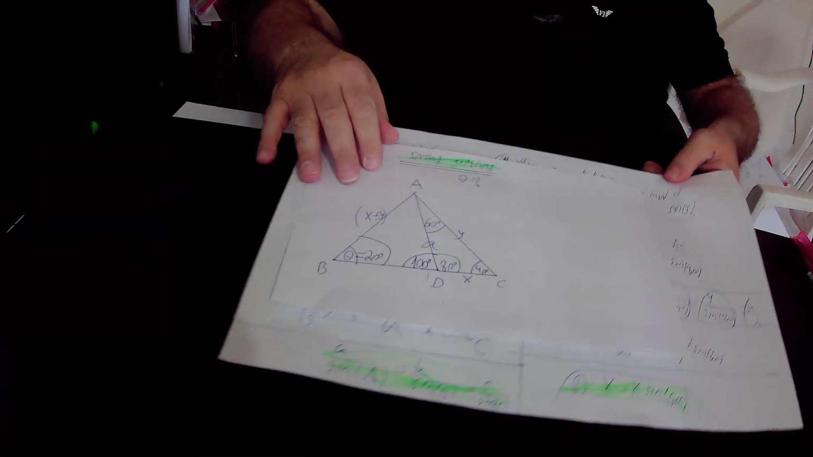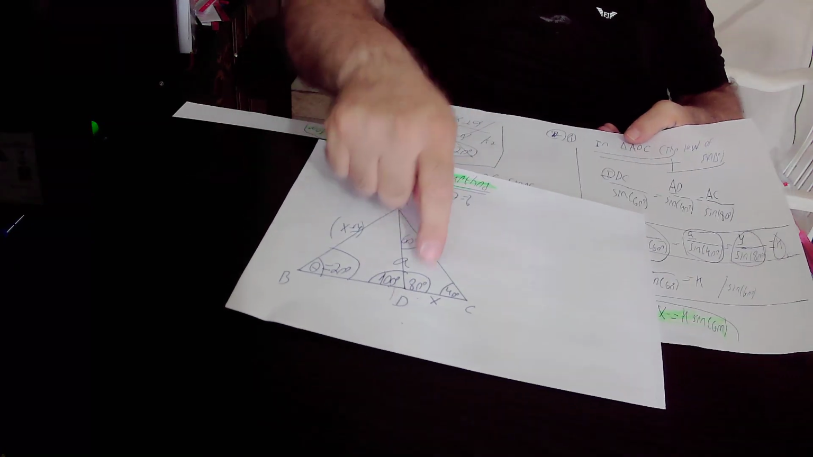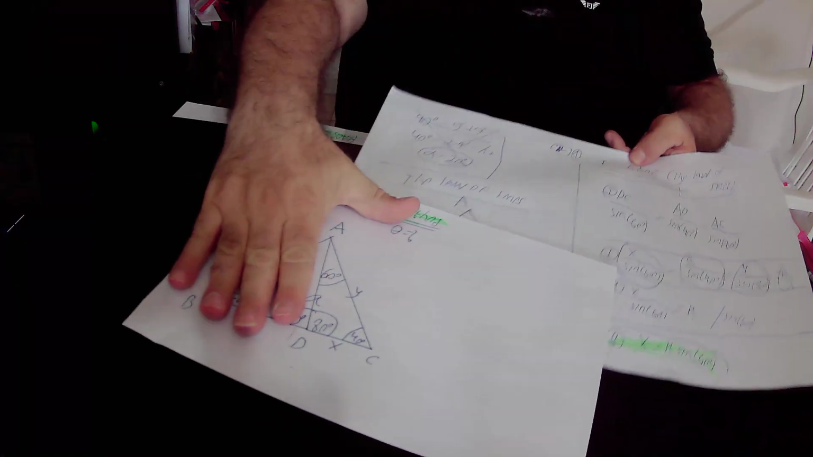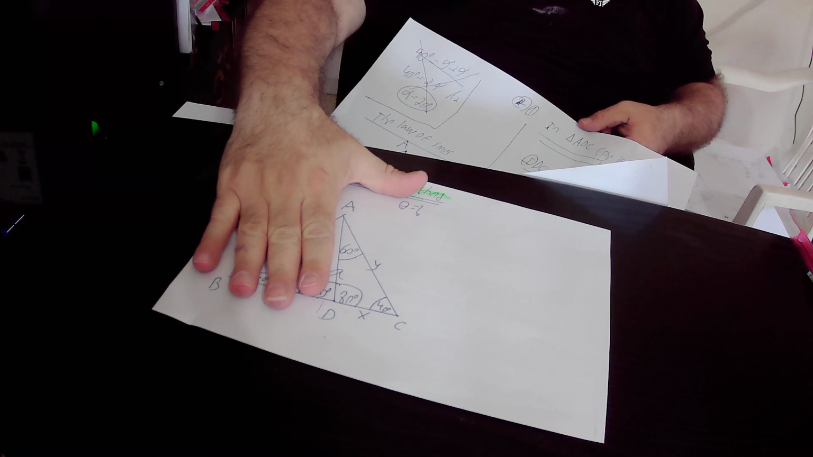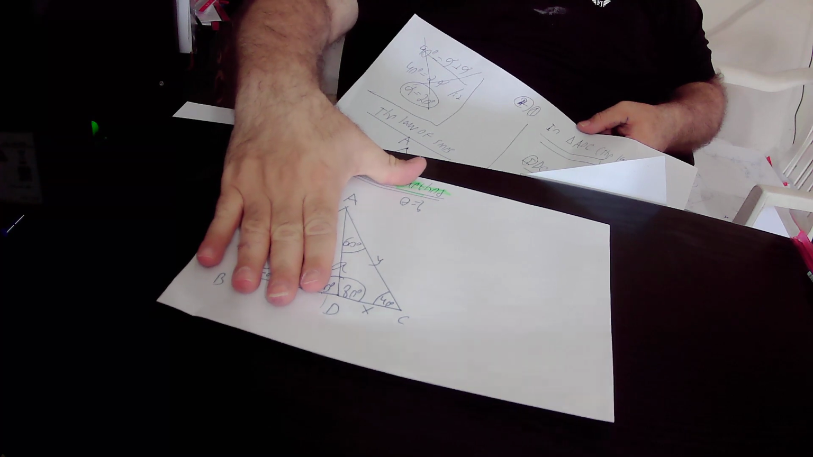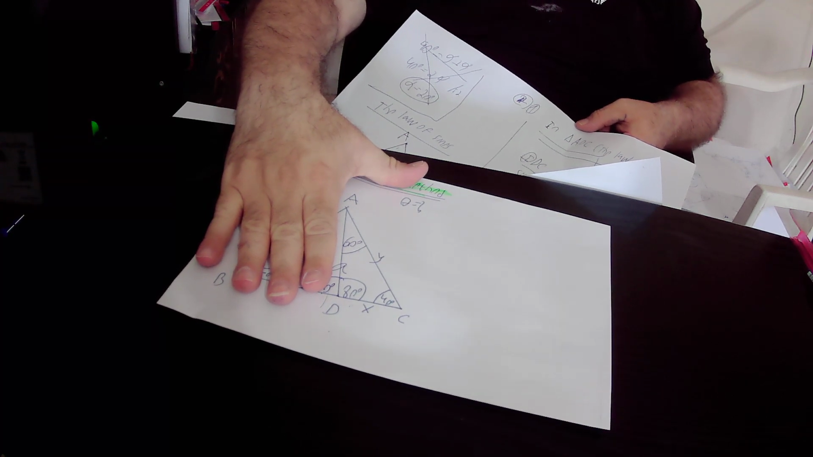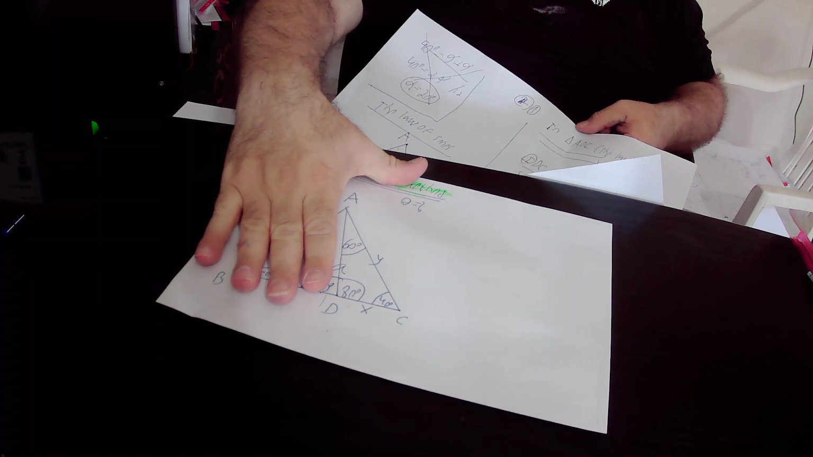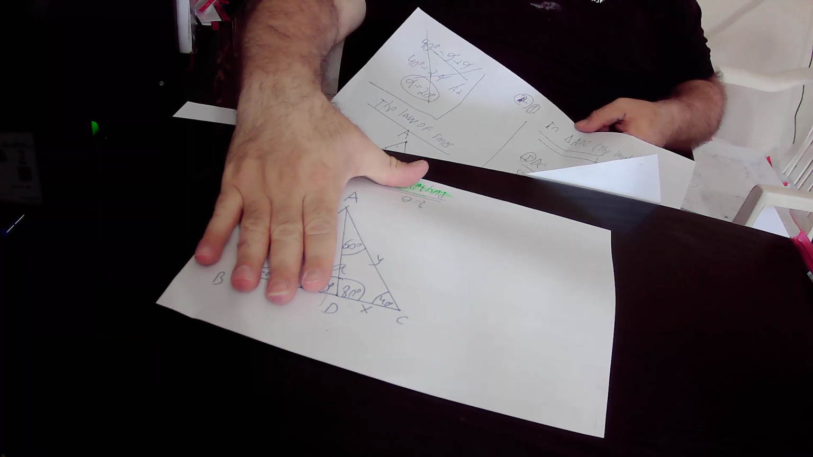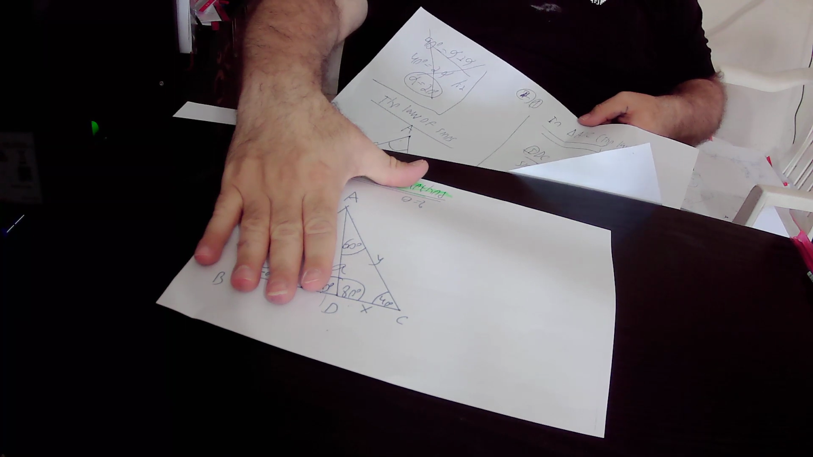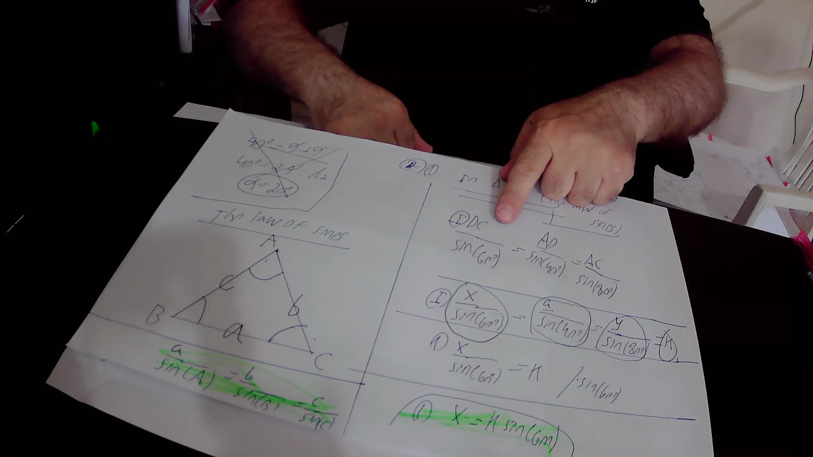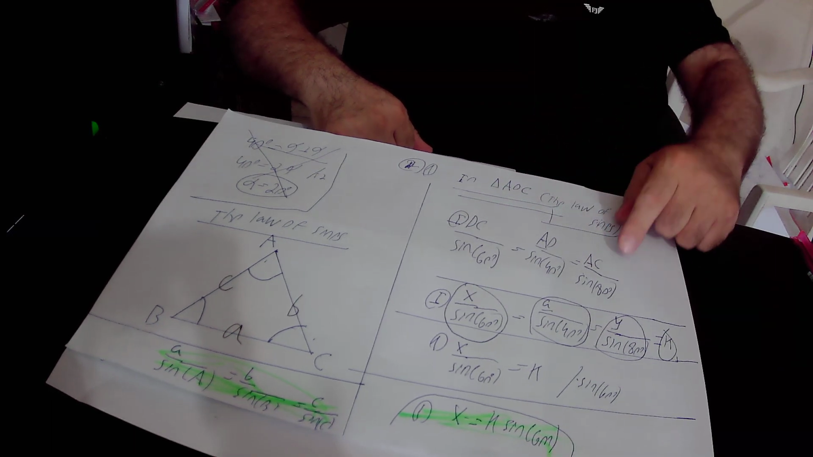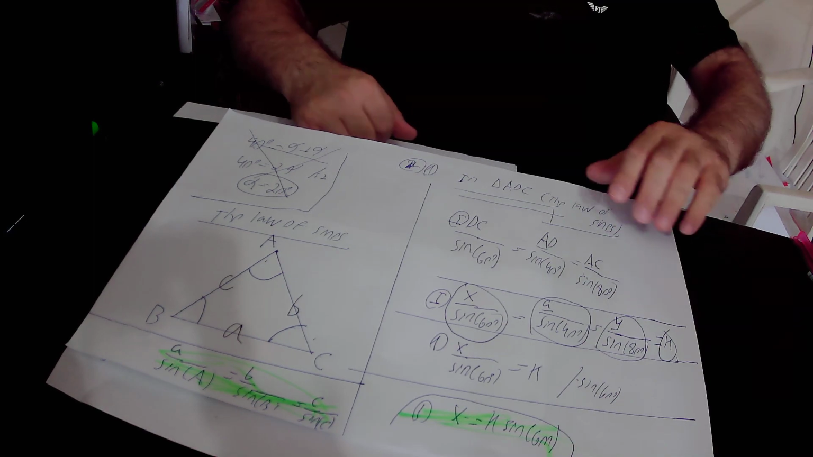Then we implemented the law of sines in triangle ADC. In this triangle ADC, we will get that DC over sine 60 degrees equals AC over sine 80 degrees, and it is also equal to AD over sine 40 degrees. So I repeat again, in triangle ADC, DC over sine 60 degrees equals AD over sine 40 degrees equals AC over sine 80 degrees.